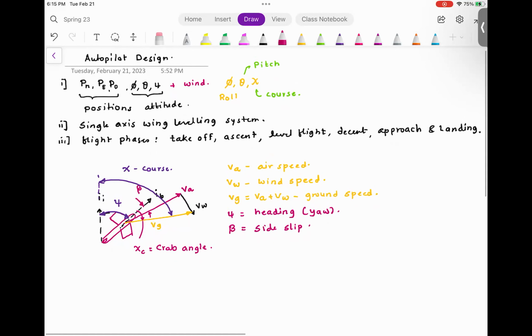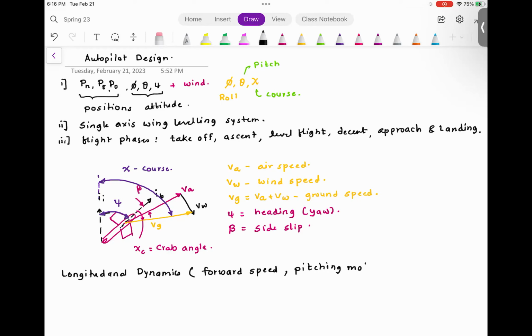So the next assumption is about the longitudinal dynamics. When I say longitudinal dynamics, the important variables are forward speed, pitching motion, which stands for the pitch angle and pitch rate, and climbing.